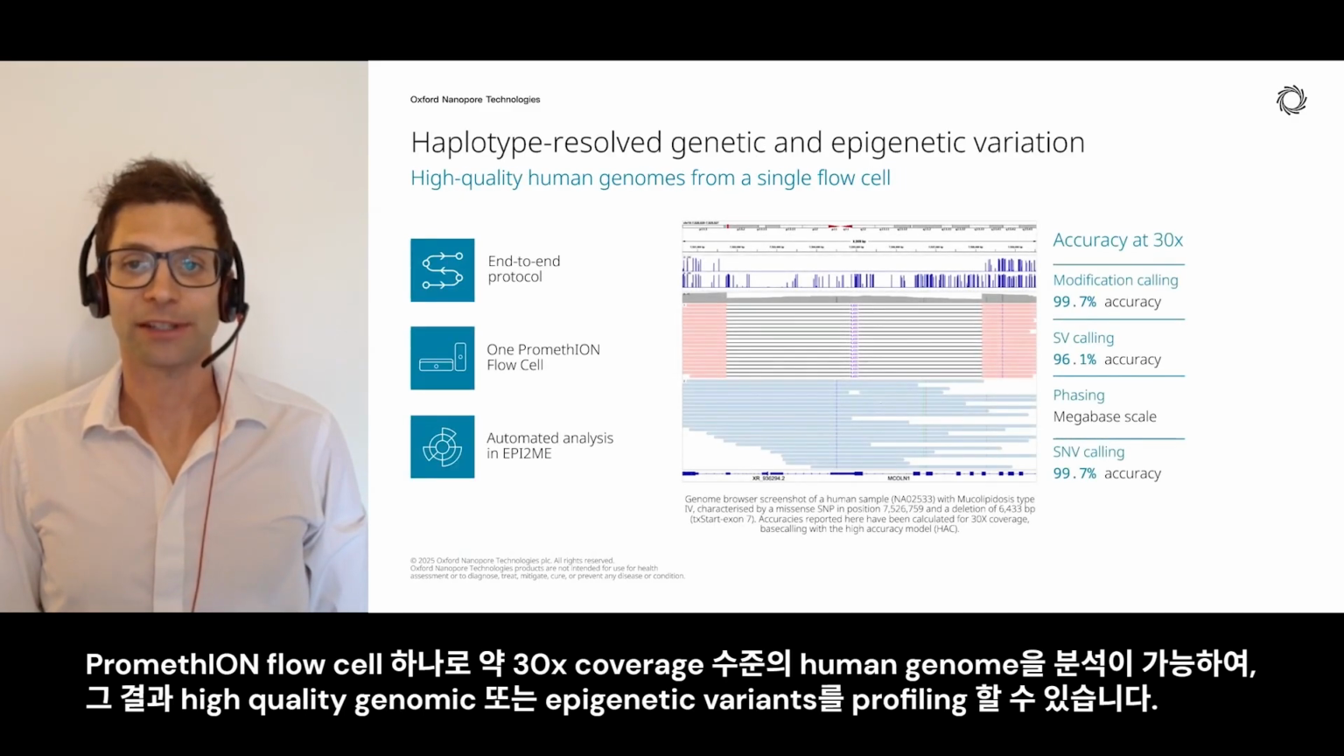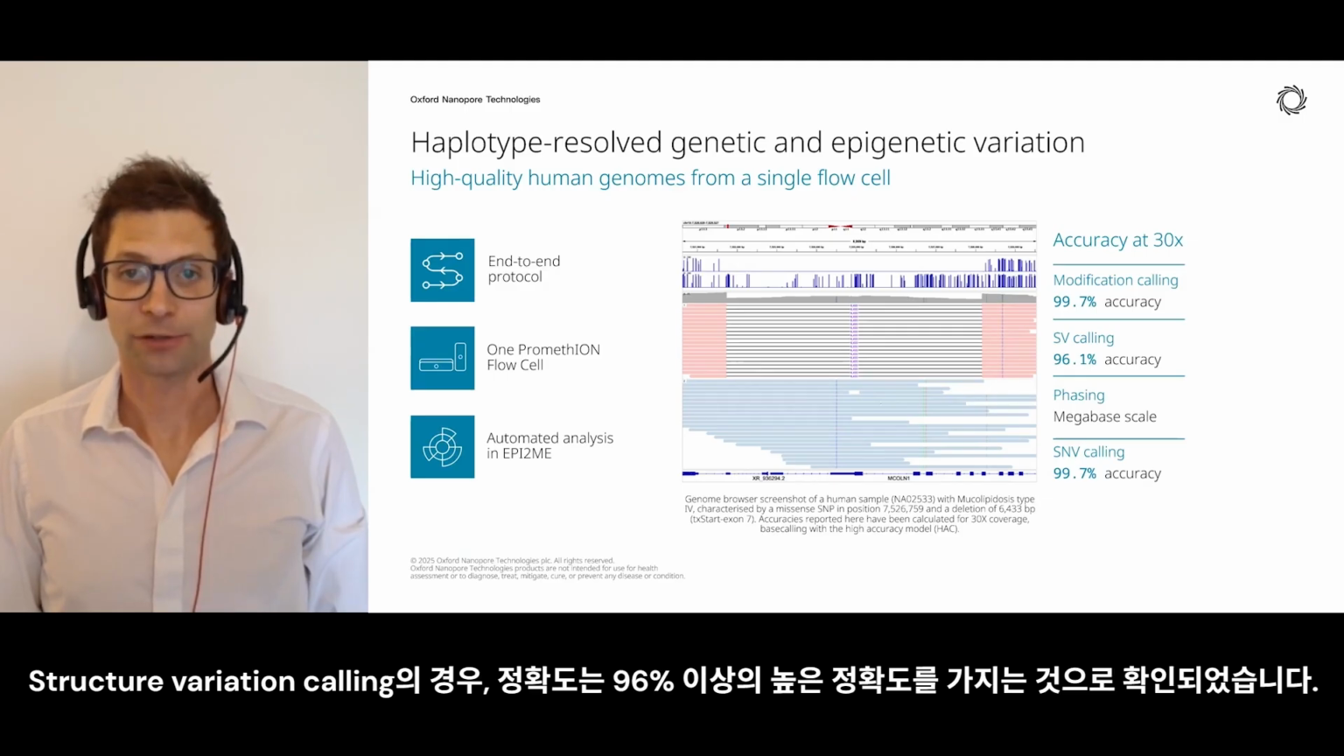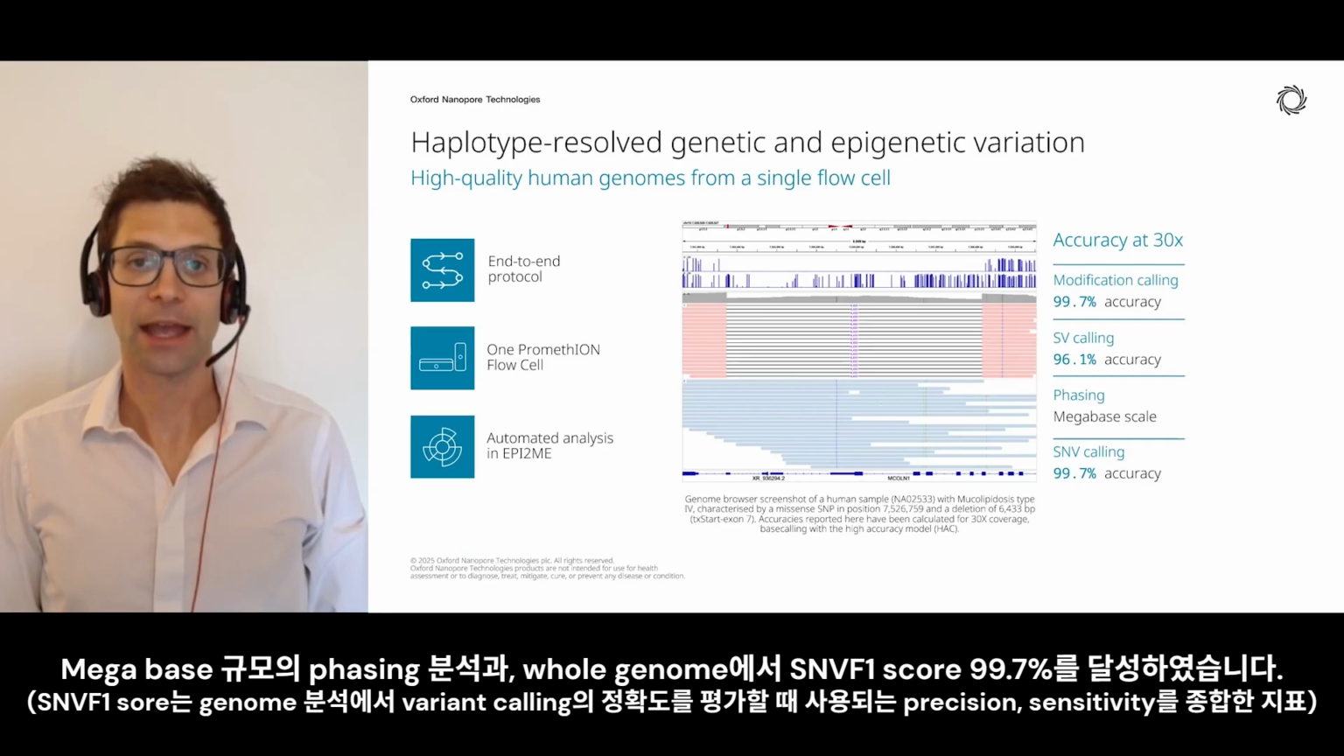From a single PromethION flow cell, it is possible to investigate the human genome at around 30x coverage and profile high-quality genomic and epigenetic variants. Our latest metrics, shown here and obtained with high-accuracy base calling, include methylation detection at single base level at 99.7%. That's more accurate than bisulfite sequencing. Structural variant calling over 96%. And as the benchmarking is actually limited by the truth set, this is as good as it can get. Megabase scale phasing and 99.7% SNV F1 scores across the whole genome.